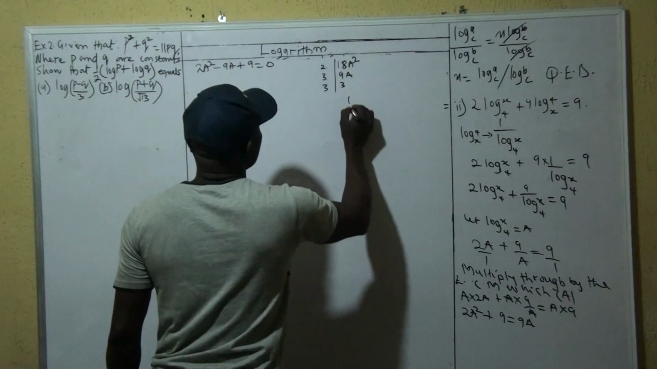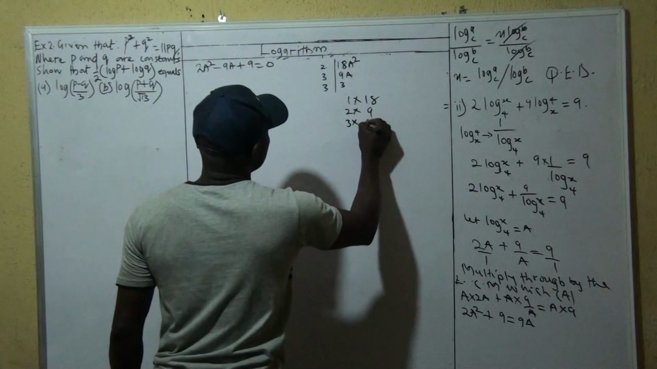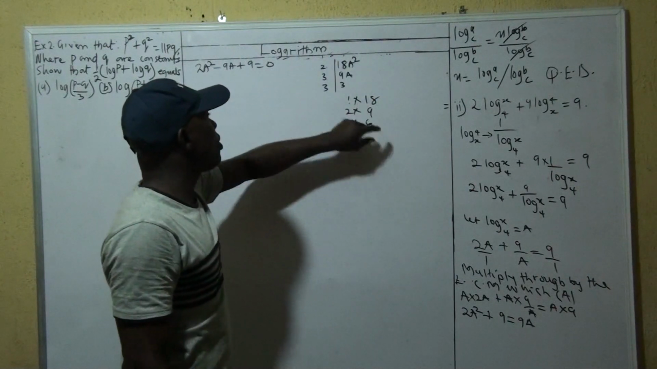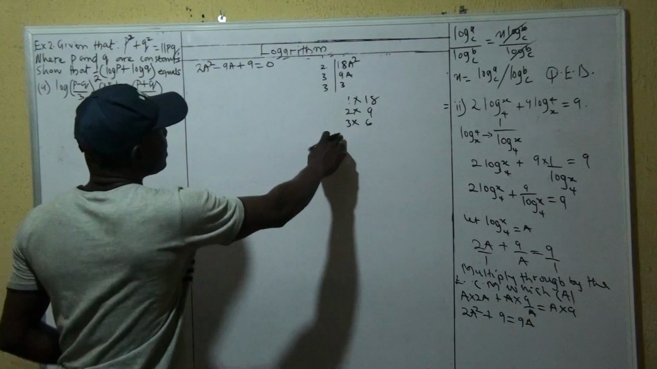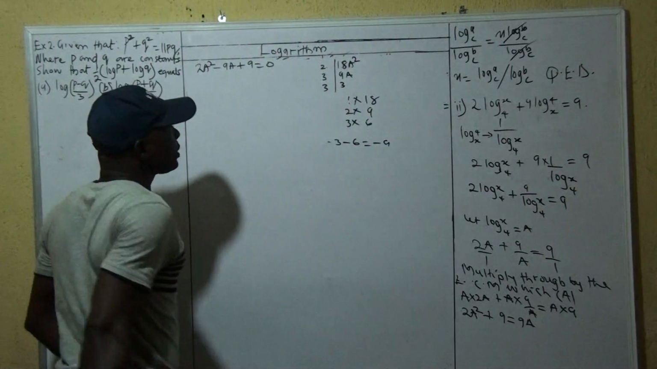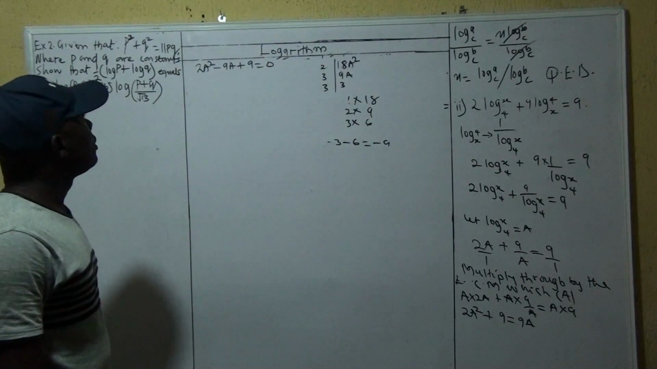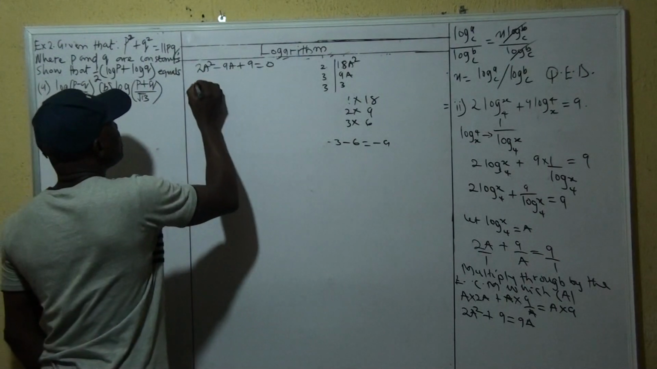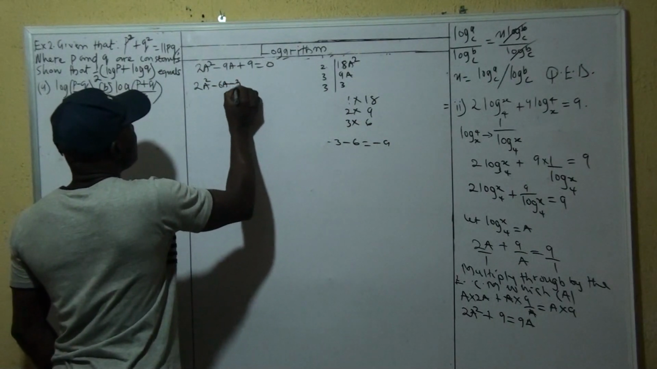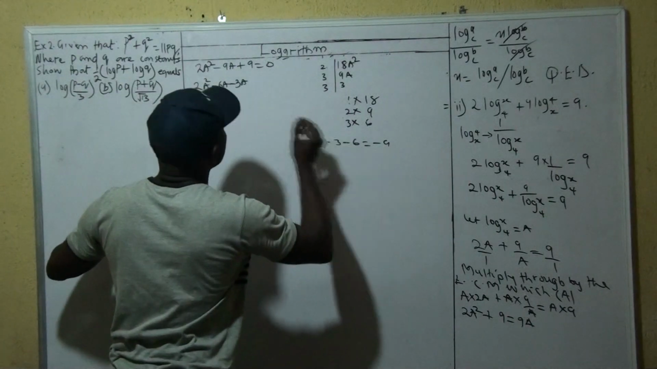Let's look at the factors of 18: 1 times 18, 2 times 9, 3 times 6. If we have minus 3 and minus 6, they give us minus 9, and minus 3 times minus 6 gives us plus 18. So we replace the middle term, which will become 2a squared minus 6a minus 3a, plus 9.